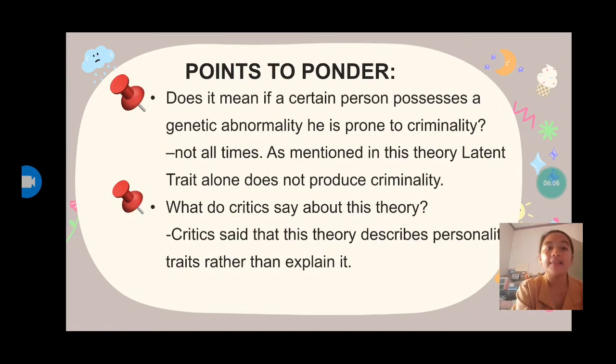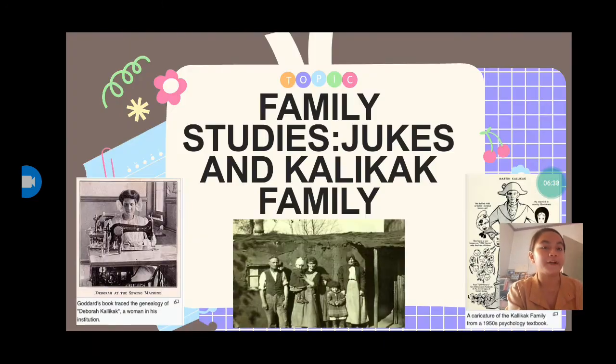Points to ponder. Does it mean that if a certain person possesses a genetic abnormality, he is prone to criminality? Not at all times. As mentioned in this theory, latent trait alone does not produce criminality. Number two, what do critics say about this theory? Critics said that this theory describes personality traits rather than explains them. That ends our first topic.